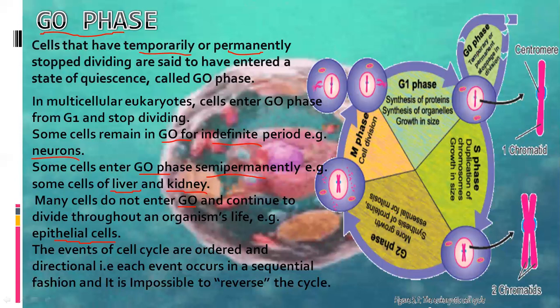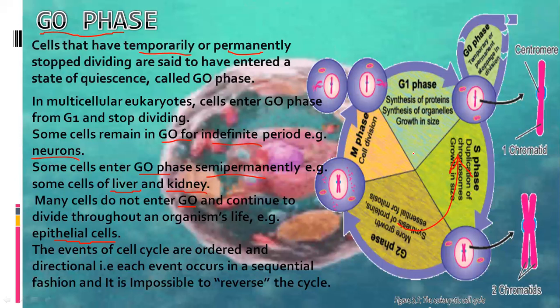And it is impossible to reverse the cycle. If the cell has gone from G1 to S phase, and then from S phase to G2 phase, it is impossible to reverse the process in any way, because that's the natural process and it is controlled by lots of systems of enzymes and different types of things.